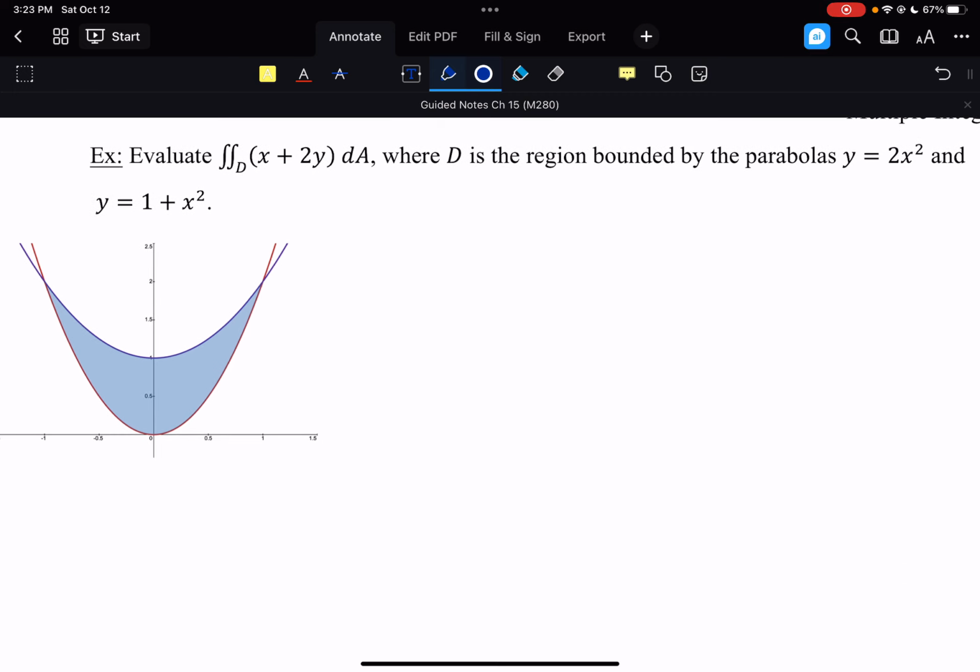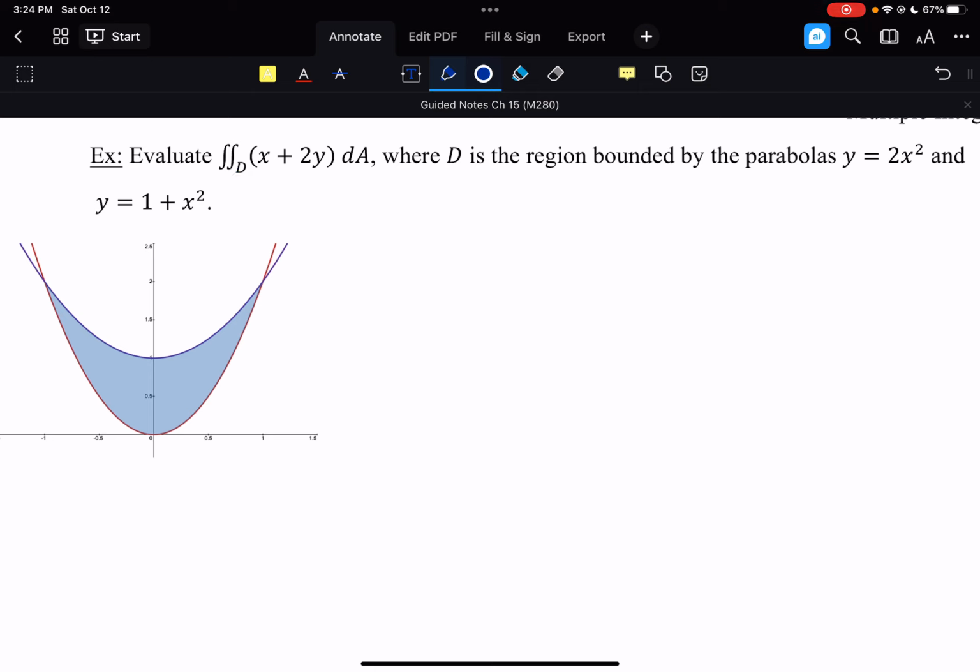So evaluate the double integral over D of x plus 2y dA, where D is the region bounded by the parabolas y equals 2x squared and y equals 1 plus x squared. As you can see, I've got the graph up here already for us to refer to, but we're going to need to set up the double integral. We already know what goes inside the integrand, so that's not a problem. We need to figure out the bounds.